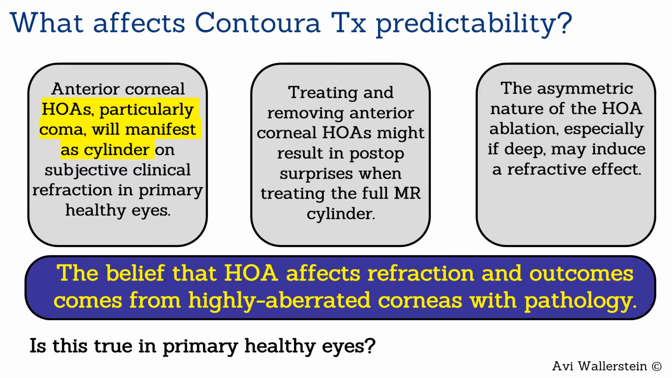Treating and removing anterior corneal HOAs might result in post-op surprises when treating the full manifest refractive cylinder, and the asymmetric nature of the HOA ablation on the cornea, especially if deep, may induce a refractive effect. However, these assumptions come from observations stemming from highly aberrated corneas with pathology. Does this hold true in primary healthy eyes with a much lower range of aberrations?